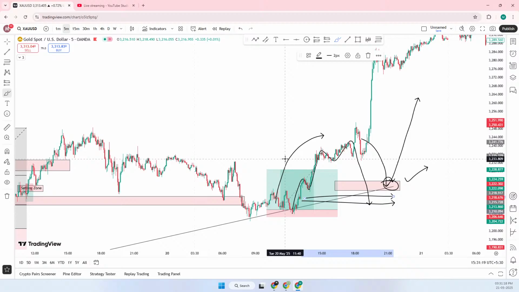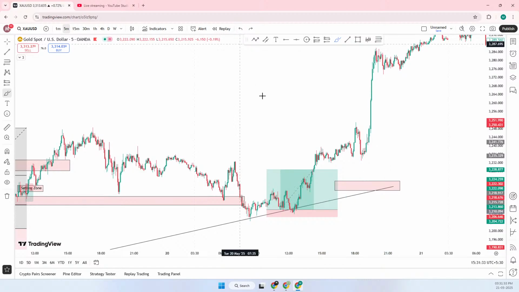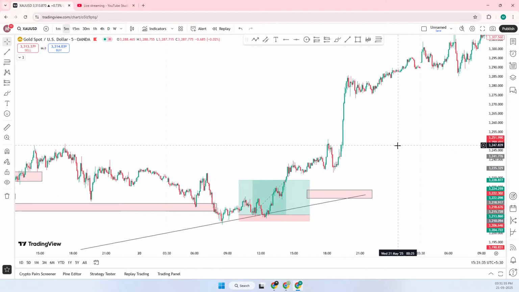But here what happened, my expectation was a time correction, right? So my expectation was time correction, and what happened in the market was just a consolidation. So it was just like a consolidation, and let's say it was a time correction.